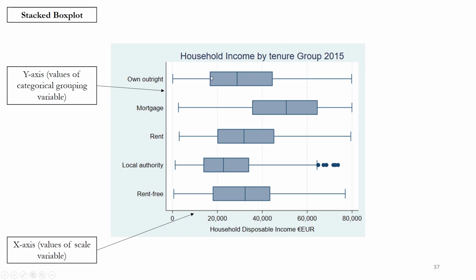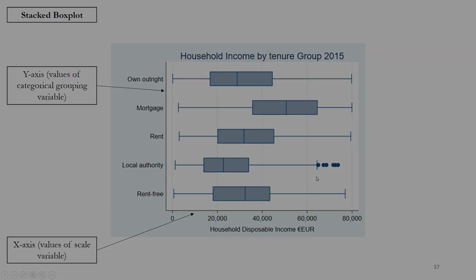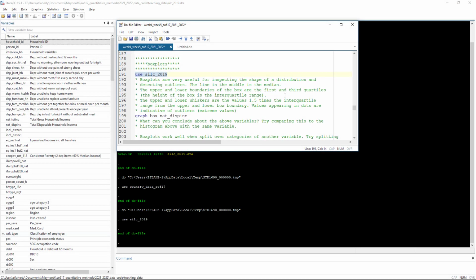And we can also assess the spread of values, or the variability of values around that average. So we see here it's relatively more concentrated for local authority tenants, slightly more widely distributed here for mortgagers, and we've got quite a considerable number of outliers here in the local authority. That's households with a net household disposable income score greater than 1.5 times this distance. So let's have a look at how to do this in Stata.